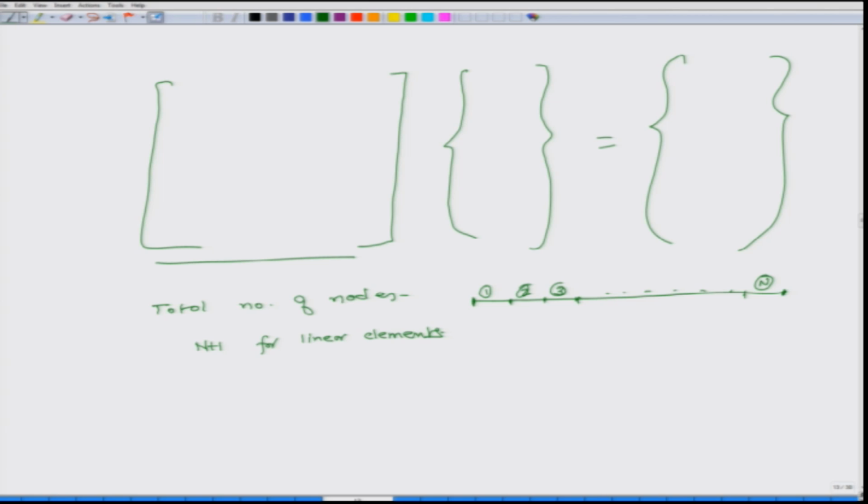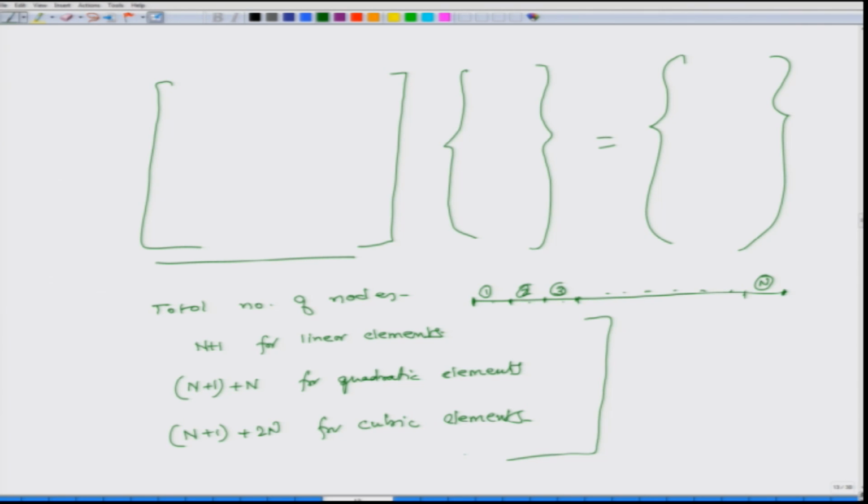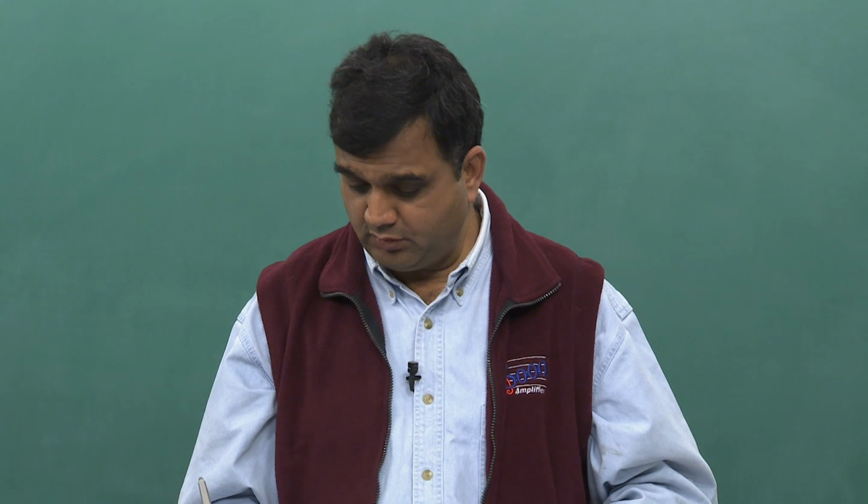Agreed? If you have quadratic elements, then how much will there be? N plus 1, and then there will be one node in the middle of each element. So it will be n plus 1 plus n for quadratic elements. If it is a cubic element, then it will be n plus 1 plus 2n. Agreed? So the size of the matrix will be based on how many elements we have and the order of each element. It will depend on the number of elements and order.